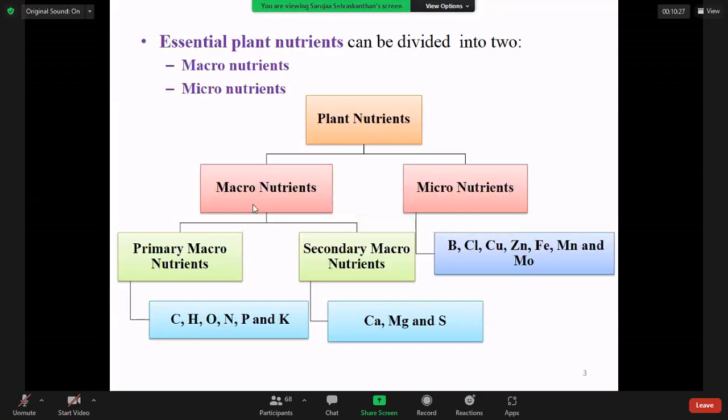First, you tell what is macro. The elements which are required at more than 0.01 percentage for the growth of plants. Yeah, they are the ones which are needed in high amounts compared to micro for the growth or yield. Without them, the plant can't finish its life cycle. Okay, good. Then micro nutrients. Anyone?